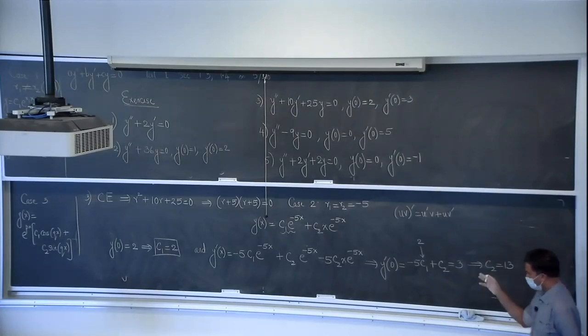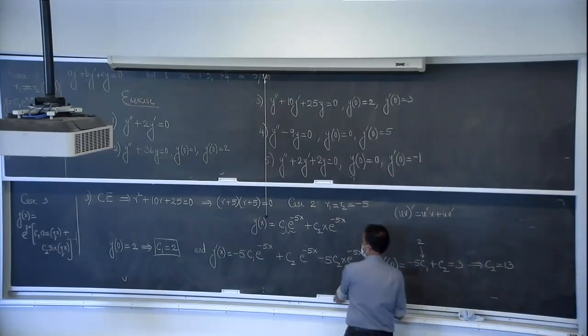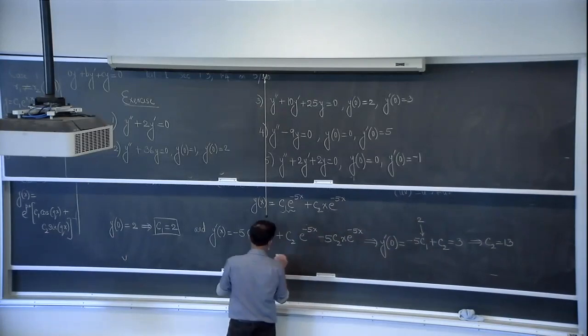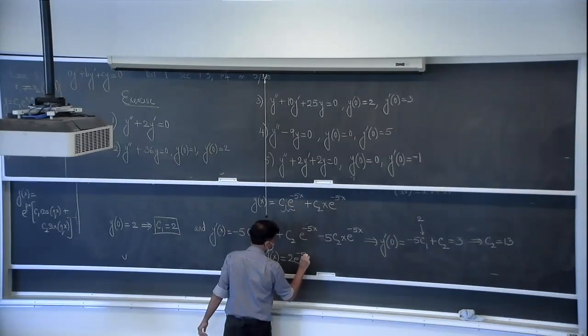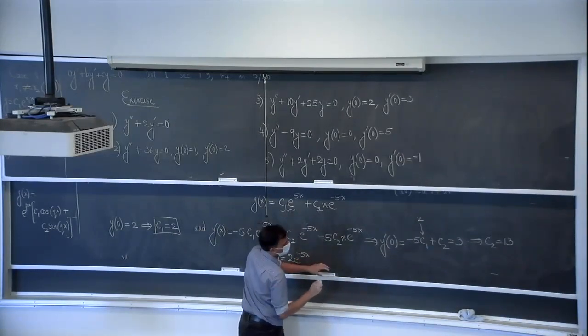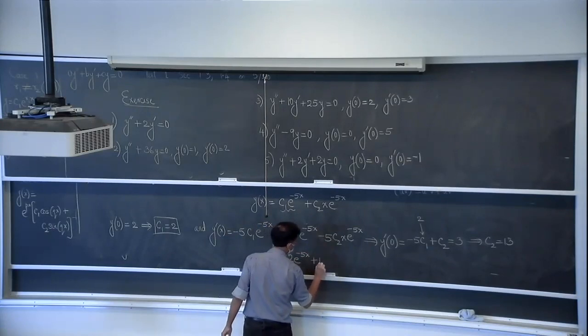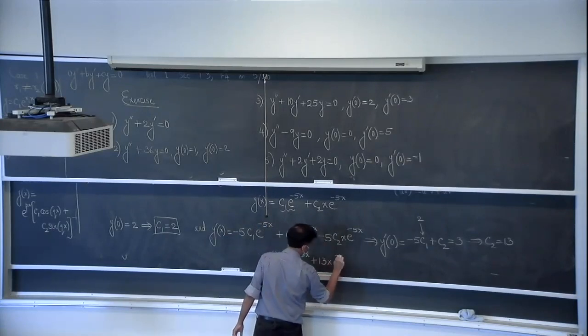So the particular solution for this problem would be y of x equal to 2 e to the power of -5x plus 13 x e to the power of -5x.